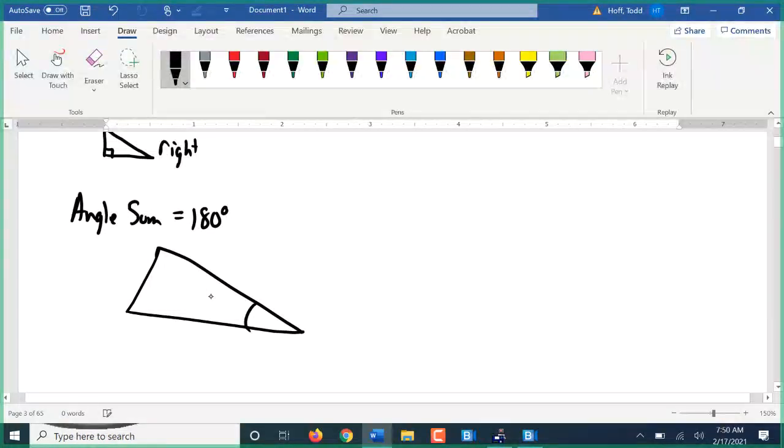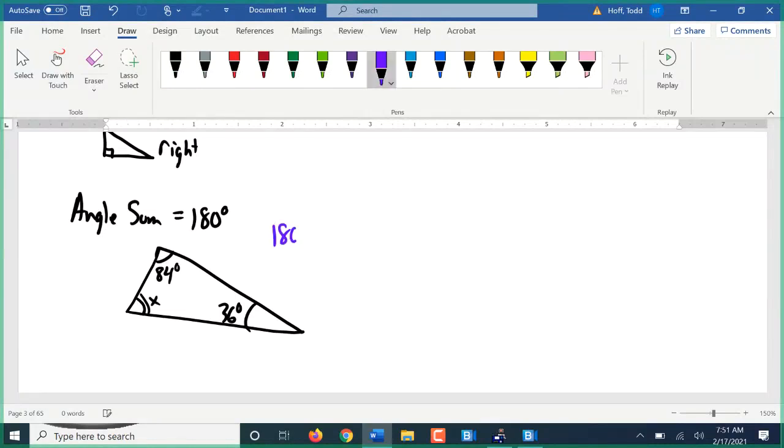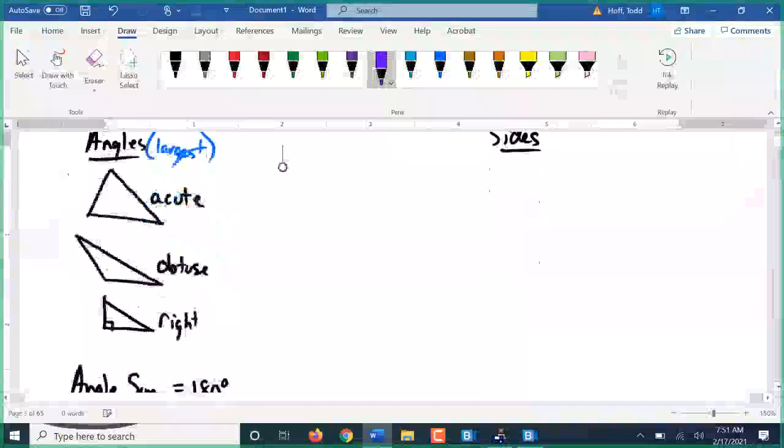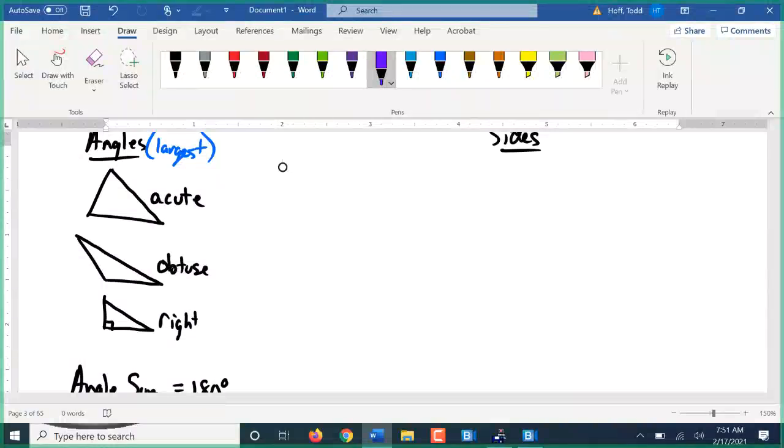I know this angle here is 36 degrees. That is 84 degrees. I can find this one here pretty simple. 180 minus 84 is 96. 36 gives us 60. They have to add up to 180. By that logic, if right angle is 90 degrees, 180 minus 90 only leaves us with 90 degrees. You can't have any other angles that are bigger than that.